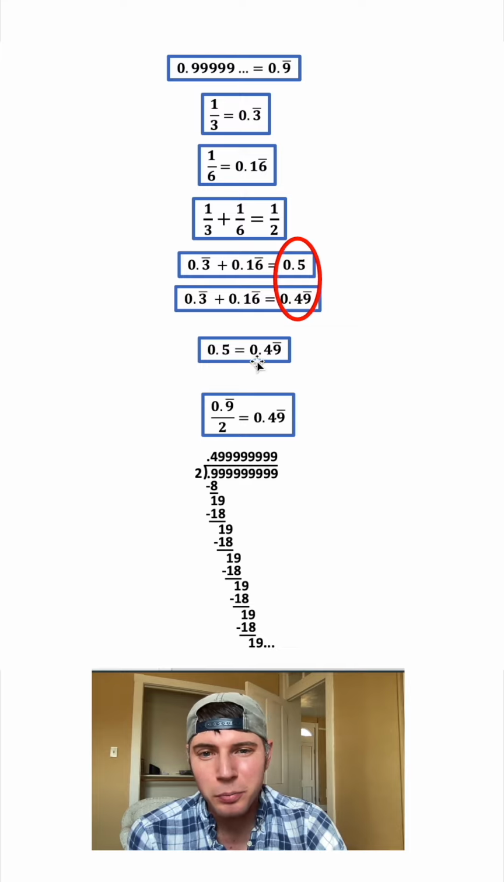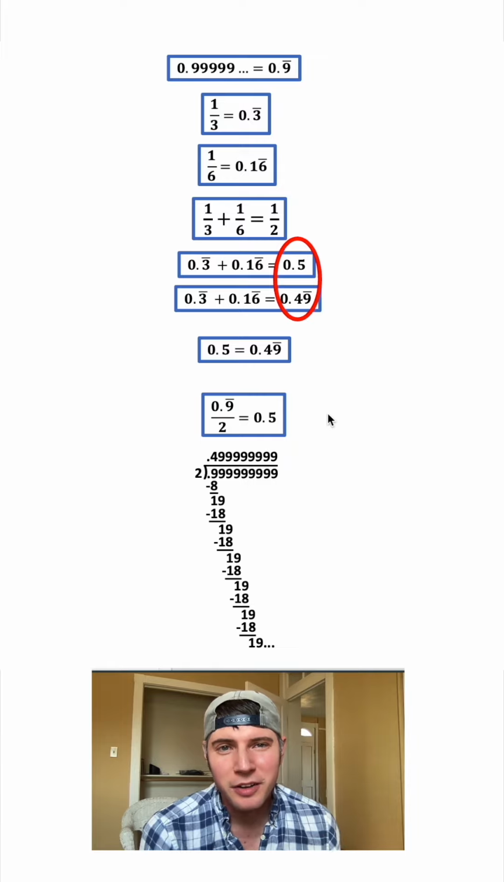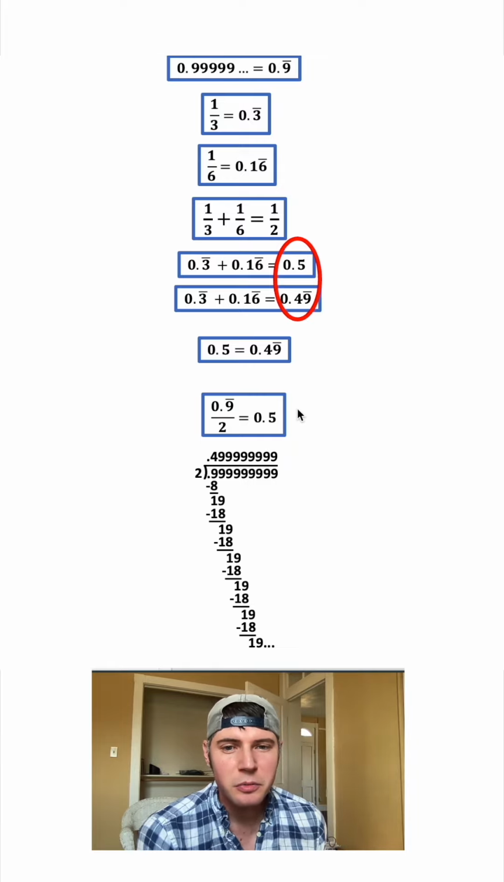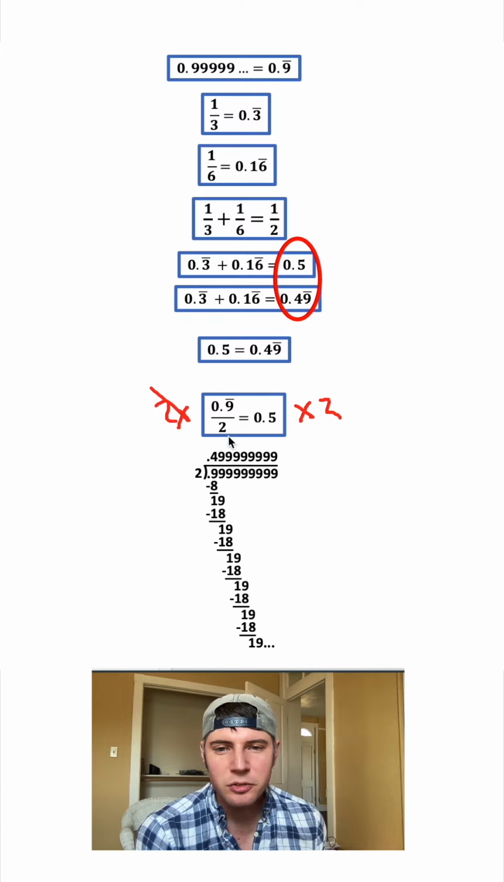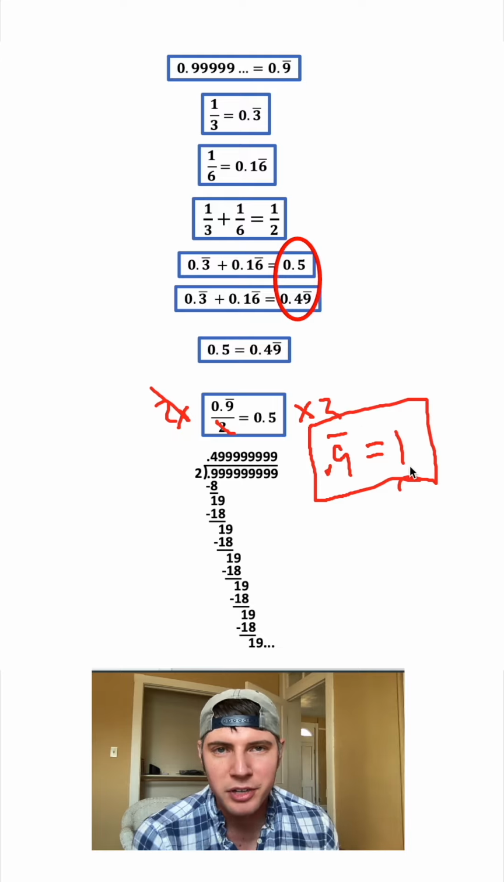But as we showed right here, 0.49 repeating is 0.5. And that is the answer to 0.9 repeating divided by 2. And it does follow from here, if you multiply both sides by 2, these 2's will cancel each other out to get 0.9 repeating, and then 0.5 times 2 is equal to 1. So it does lead to the conclusion that 0.9 repeating equals 1.